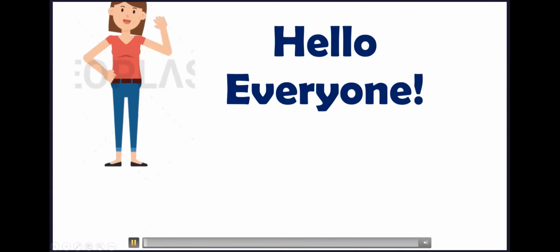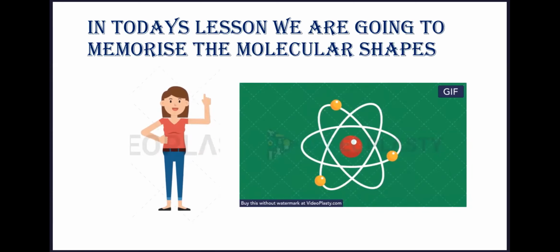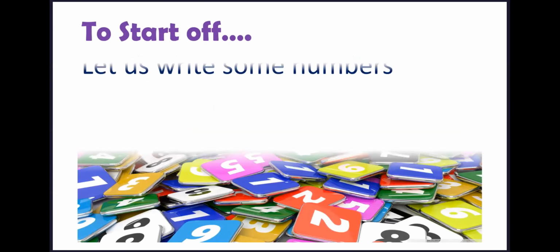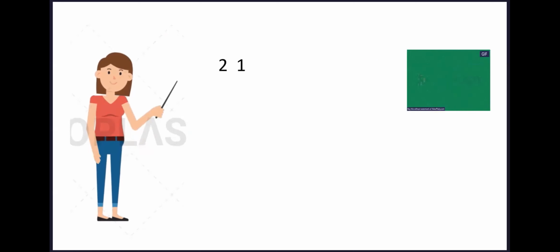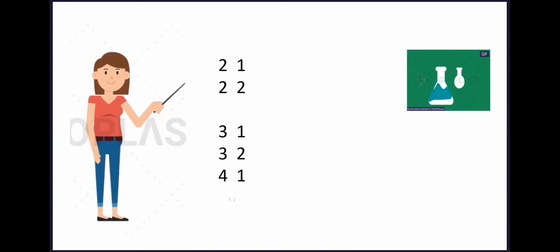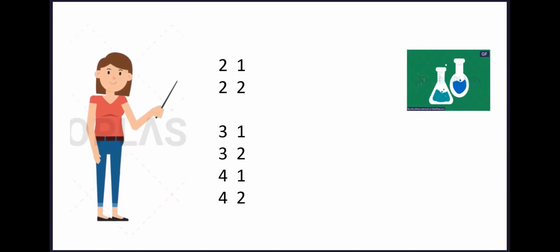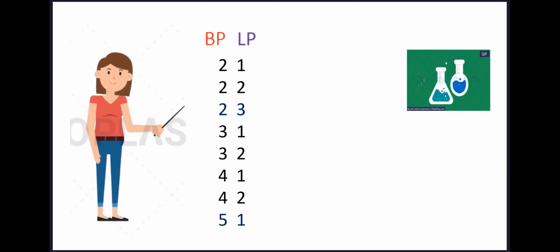Hello everyone. In today's lesson, we are going to memorize the molecular shapes. To start off, let us write out some numbers. The numbers are 21, 22, 31, 32, 41, 42. Pretty simple, right? We are also going to include 23 and 51. The numbers on the left represent the bonding pairs, whereas the numbers on the right represent the lone pairs.